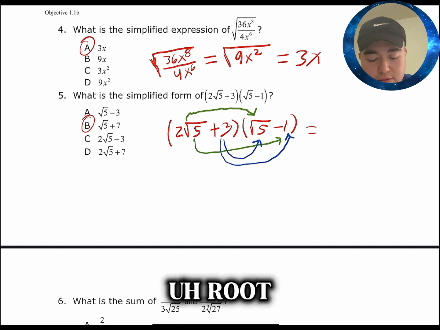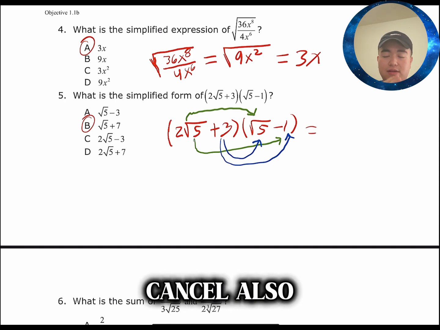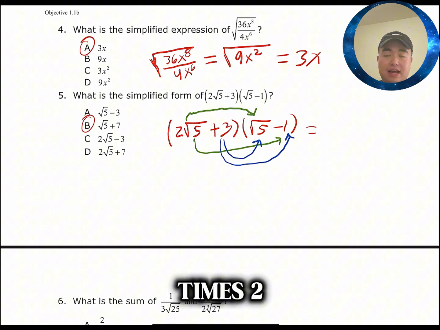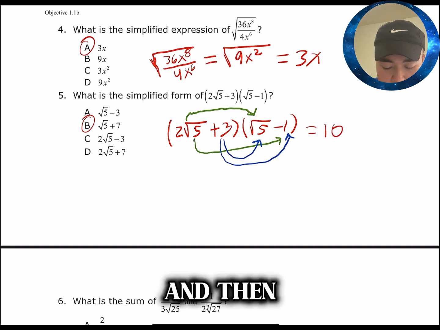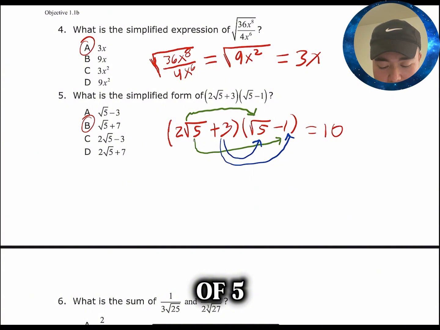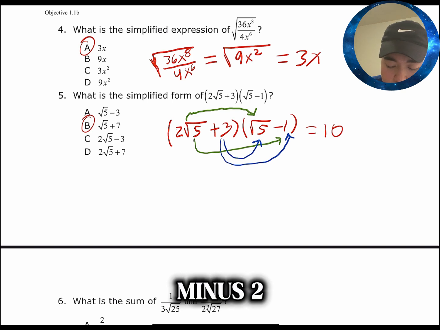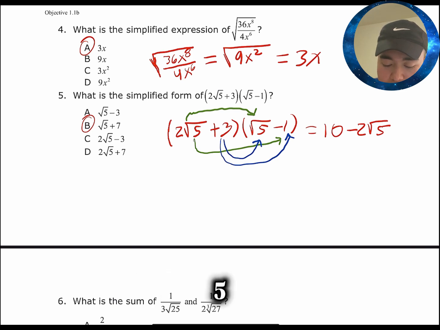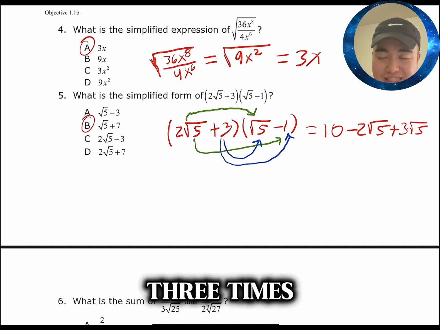So 2 root 5 times square root of 5. The square root of 5 times square root of 5 is 5, so the square root cancels out and that's just 5, and then times 2, that is 10. And then 2 times square root of 5 times negative 1, that's just minus 2 root 5. And then next, the 3 times square root of 5, that's just plus 3 square root of 5. And then 3 times negative 1 is negative 3.